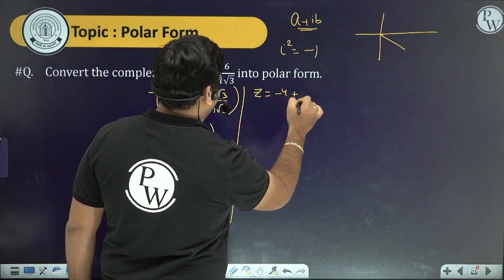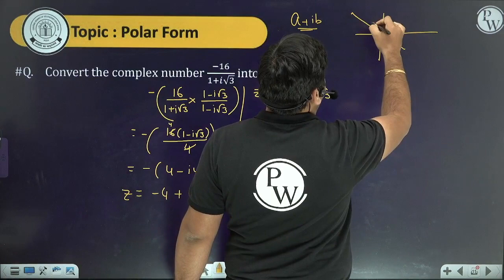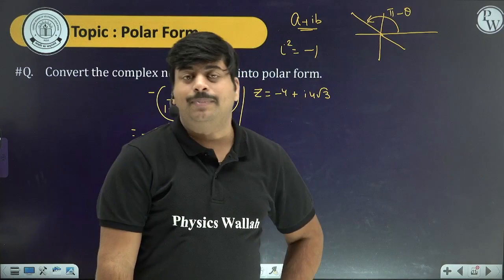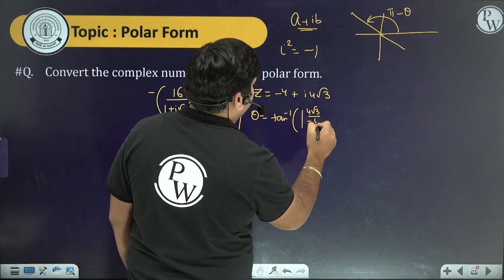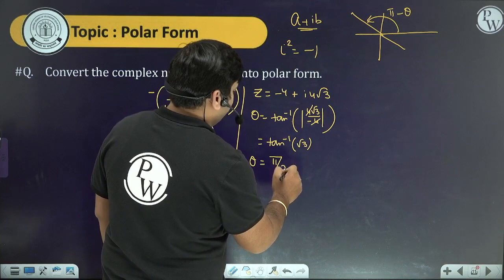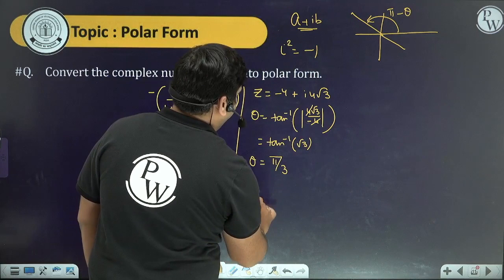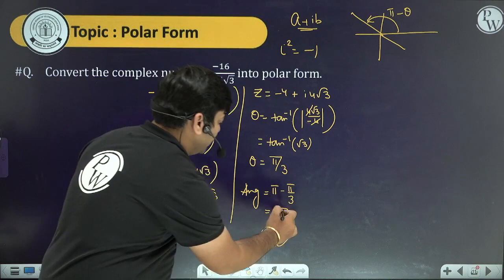Now tell me, the real part is negative and the imaginary part is positive. Negative comma positive will be in the second quadrant, where the argument we need to take as pi minus theta. So what is theta? Theta is equal to tan inverse of mod 4 root 3 by minus 4. So 4 gets cancelled, there is tan inverse of root 3. We take the modulus to make sure that it is positive. So theta is equal to pi by 3, 60 degrees. But now the argument will be pi minus theta. So pi minus pi by 3, so 3 pi minus pi, this is 2 pi by 3, people. The argument will be 2 pi by 3.